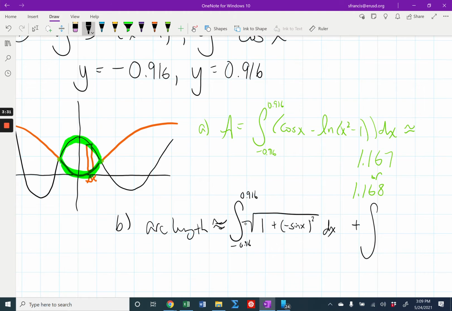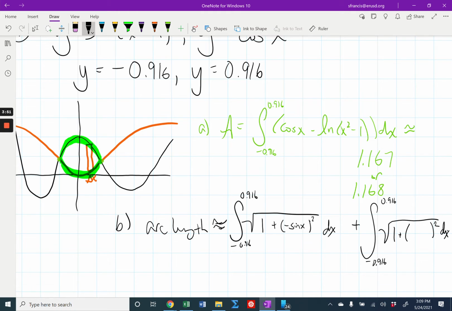And so the next integral, same limits of integration, same structure, 1 plus something squared with respect to x. Note it said also do not evaluate, so I don't need to type this into my calculator or anything. I just need to write this down correctly.